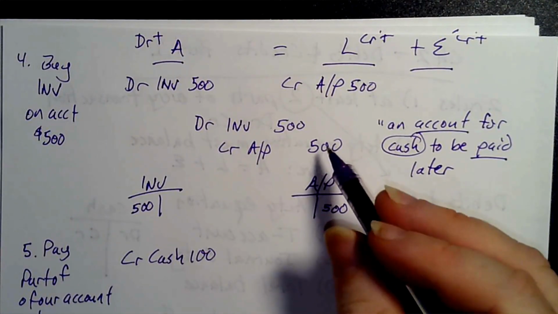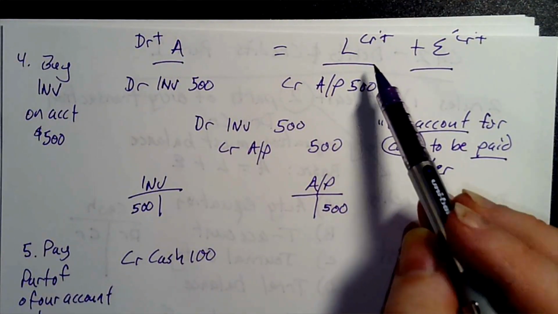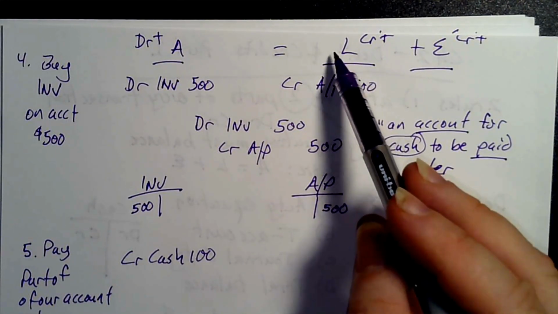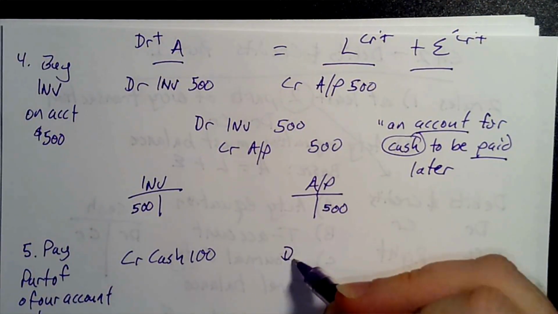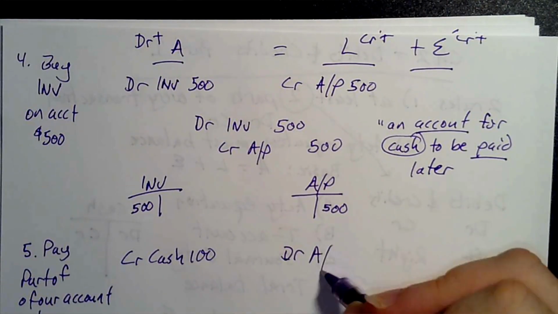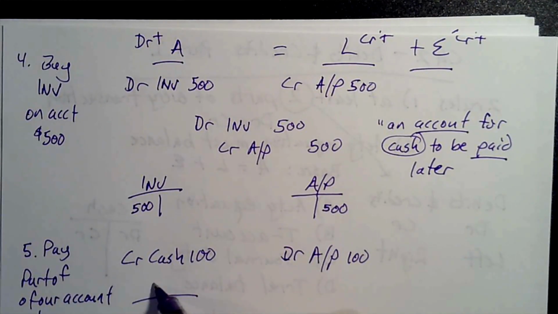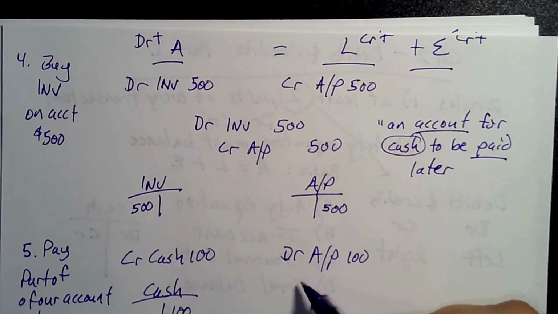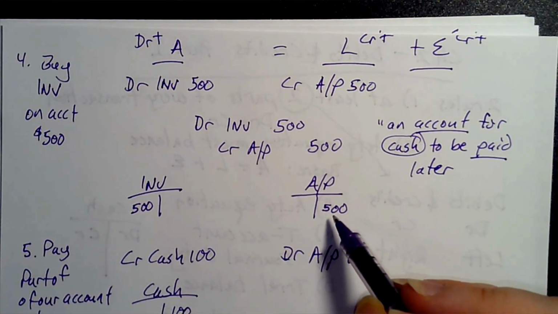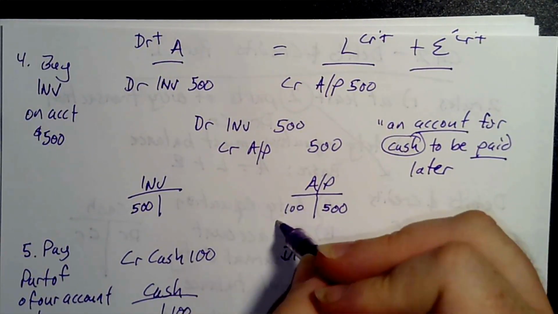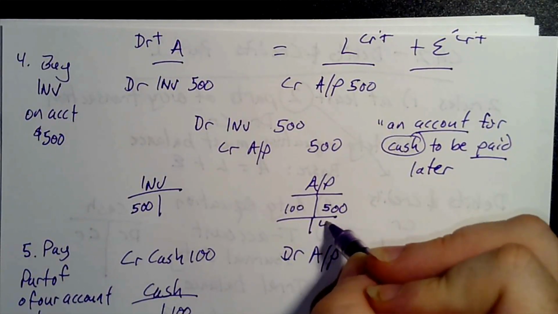But also my AP is going down. Well, remember on the AP side, that's a liability. A credit increases, therefore a debit decreases. So debit AP 100. So what happens is cash goes down. I'm not going to bring over the amounts from the other side. I'll just show it as new. But here we started off with an accounts payable of 500. We paid down 100. So how much is left to pay? 400.